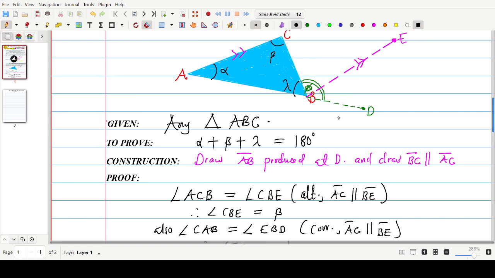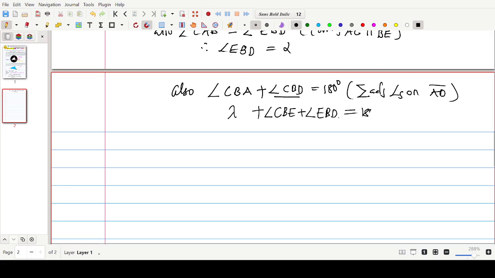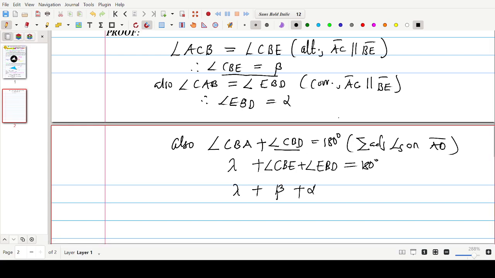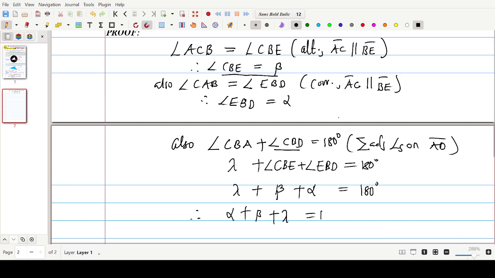CBE plus angle EBD, EBD. Can you see that? And that is also 180 degrees. Now, angle CBE has been obtained above here. Look at it here. Can you see that? As beta. So in its place, I will put plus beta, then plus, while EBD has been obtained to be alpha, equals 180 degrees. So you can see that this sum we have at hand currently, let me rewrite it in the proper way. Therefore, alpha plus beta plus lambda is equal to 180 degrees.